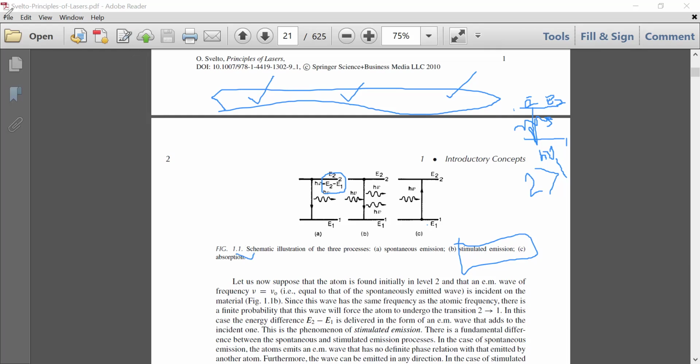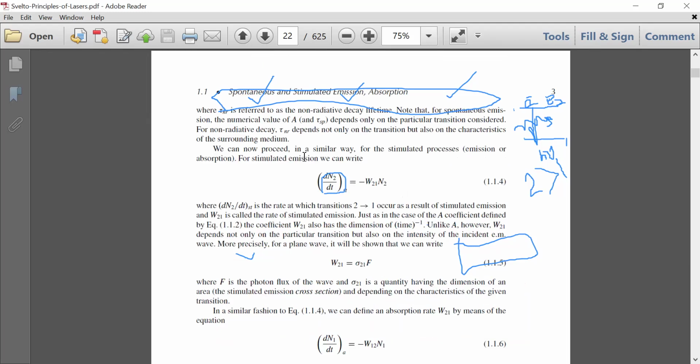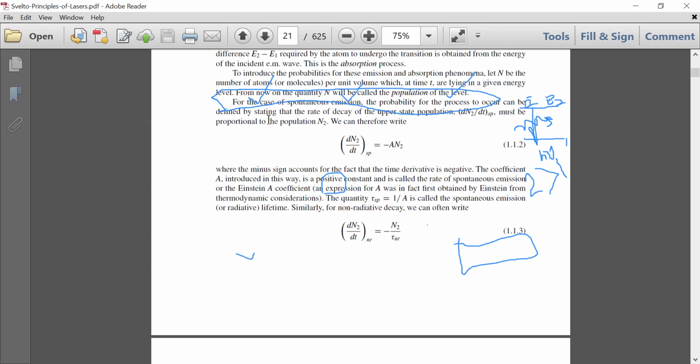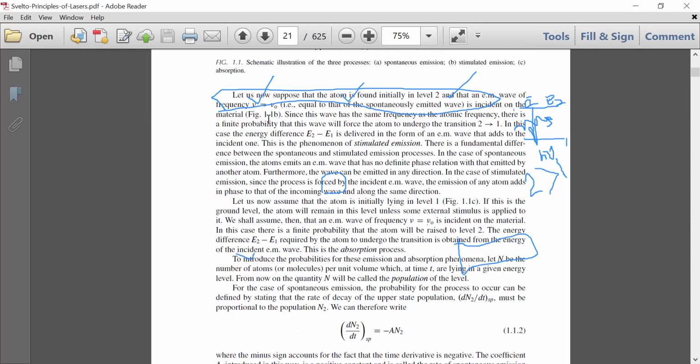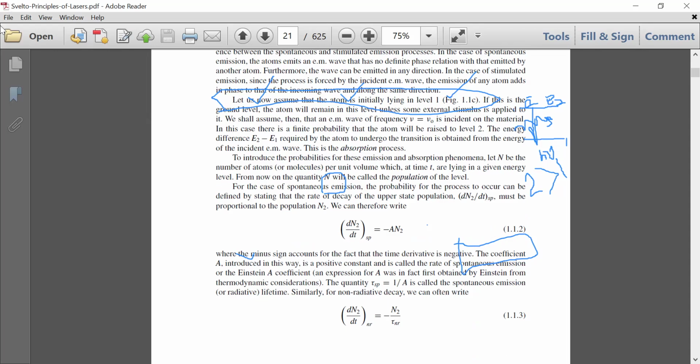So let's come to the next page, this chapter. Yes, this one. No, this one. Right here. Yep. Let me remove something. Let's remove this one. Okay. So we can easily understand this.